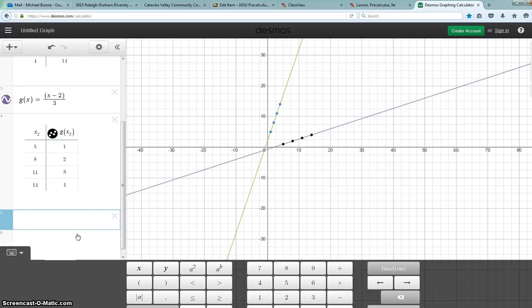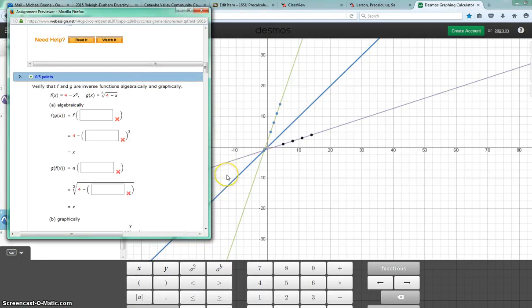Also, graphically, inverse functions reflect over the y equals x line. So it's a reflection from that y equals x. So visually, if you typed in y equals x and you saw that it reflected, you could verify something was an inverse.